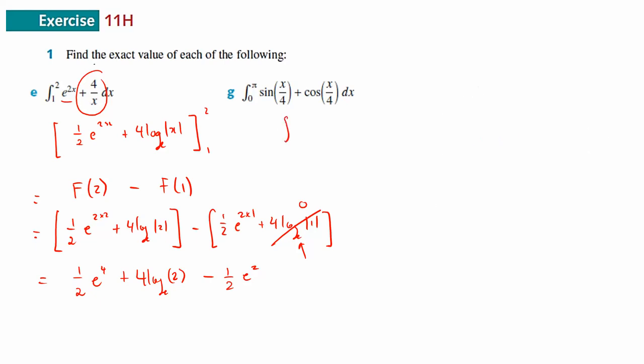The integration, or antiderivative, of sine of x on 4. Let's do this individually. What's the rule again? Antiderivative of sine of x on 4 becomes what now? Can I please have, let's go with Shirley. Negative 1 over 4. Good. Is that what you said? Yeah, that's correct.